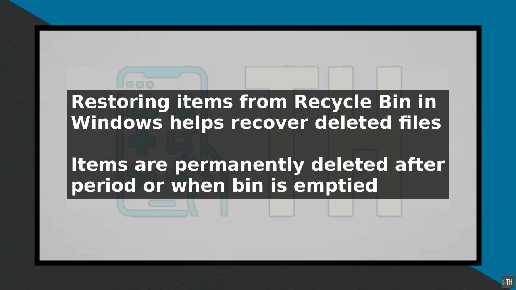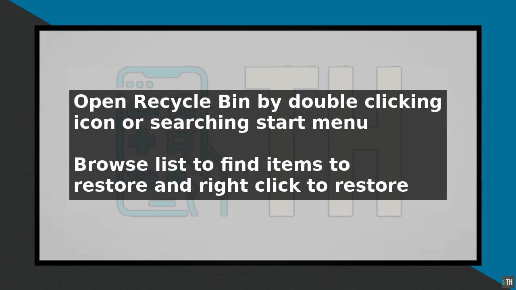Once the recycle bin is open, you will see a list of all the items that have been deleted from your computer. Browse through the list to find the items you want to restore. To restore an item, right-click on it and select Restore from the context menu. This will move the item back to its original location on your computer. Alternatively, you can also drag and drop the item to its original location or any other location on your computer.